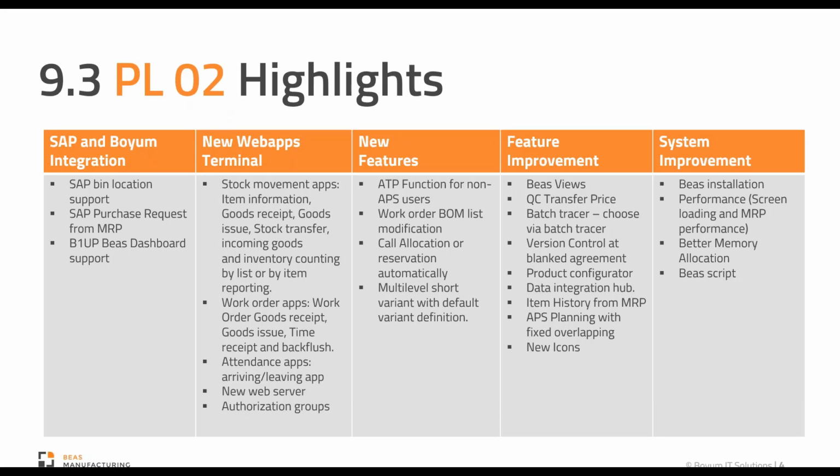And additional new features that we have is the available to promise. Up until now, we only had a capable to promise option in the sales order, which required you to have an APS license in order to run it. Now you don't have to have an APS license. You will run an available to promise. It will obviously not consider the capacity in the resources, but only the material, but still will give you a better picture than before, okay?